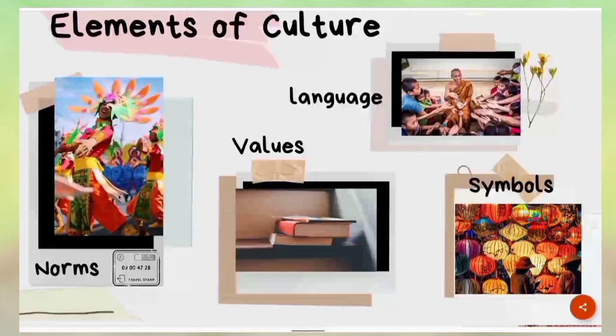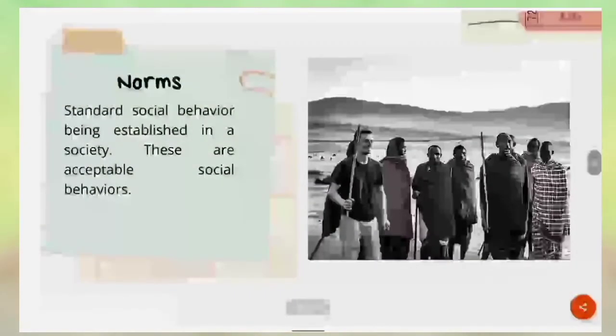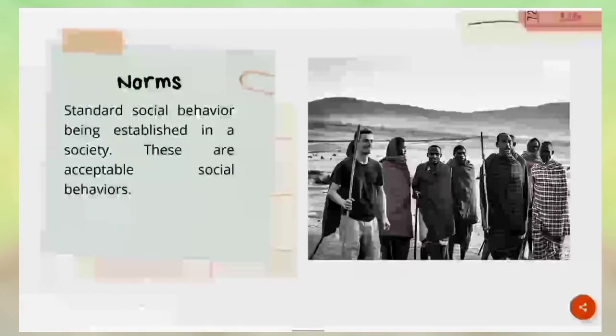And lastly, symbols. So first, we will discuss all about norms. Norms are the standard social behavior being established in the society. Thus, these are the accepted social behaviors. For example of the norms: first, arrive to class on time. Next, never use cell phone during class hours, especially if it is not an emergency. Lastly, don't talk when your mouth is full.